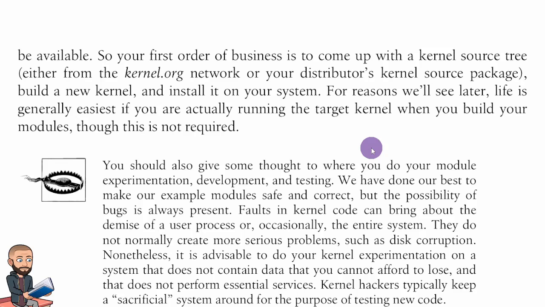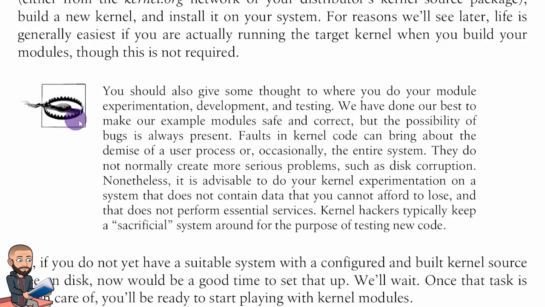For reasons we'll see later, life is generally easier if you are actually running the target kernel when you build your modules, though this is not required. So we got a little bear trap here. You should also give some thought to where you do your module experimentation, development, and testing. We have done our best to make our example modules safe and correct, but the possibility of bugs is always present. Faults in kernel code can bring about the demise of a user process, occasionally the entire system. They do not normally create more serious problems, such as disk corruption.